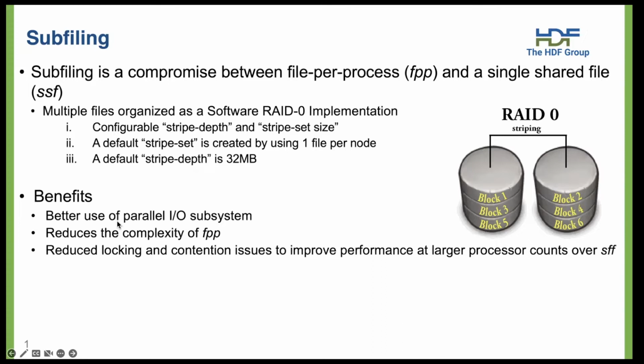What we notice is that you get better performance out of the parallel IO subsystem when you don't use a shared file. It also can reduce the complexity of a file per process. Instead of having millions of files, you'd have a subset of files associated with the number of nodes. And it also helps reduce the locking contention that you might see if you have a single shared file and a large number of ranks.